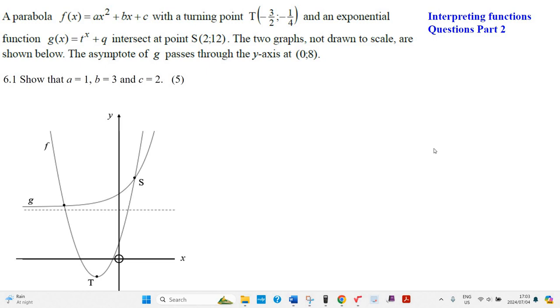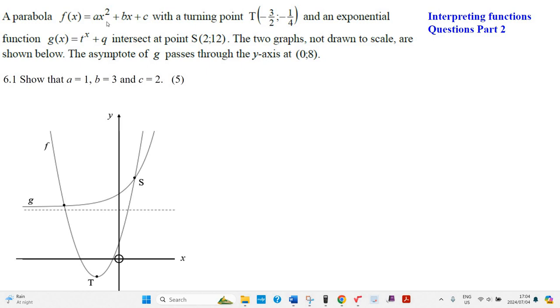Okay, let's try this question. We've got a parabola, ax squared plus bx plus c. We don't know much about it. We don't know a, b, and c, and we've got an exponential equation, g of x equals 2 to the x plus q. Holy cow, we don't know much about that either. But we do know some things.